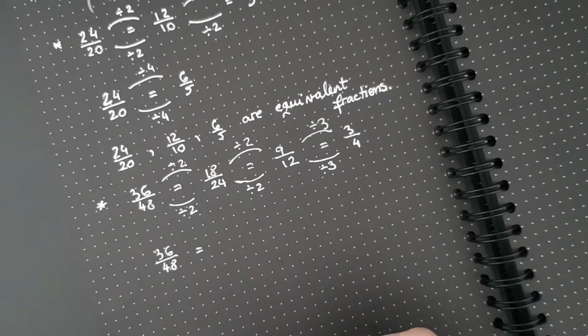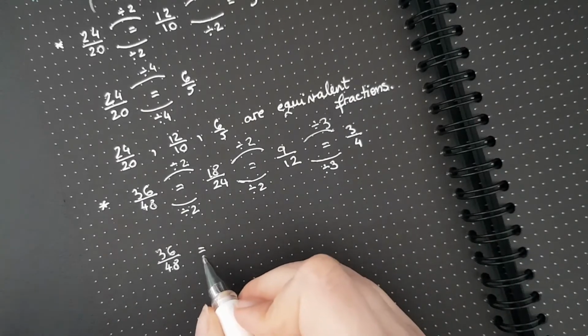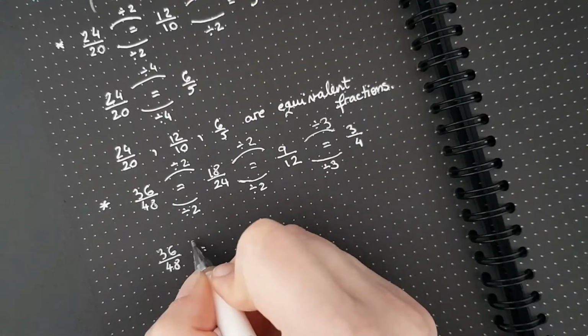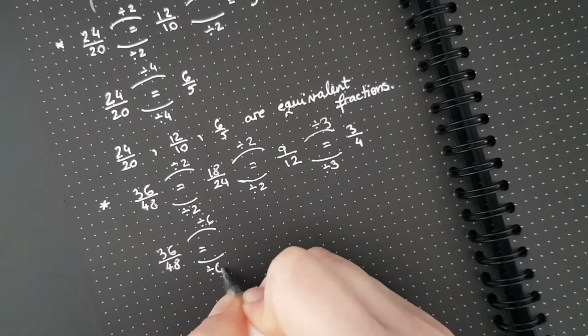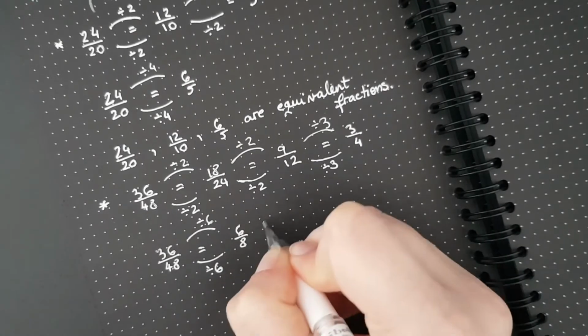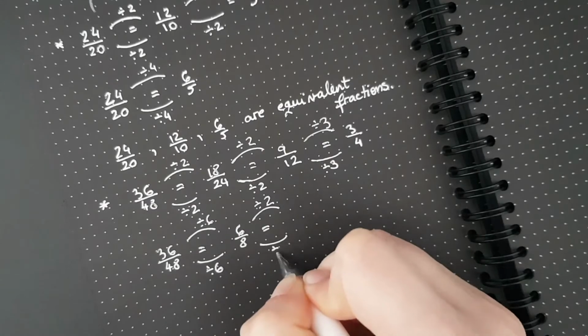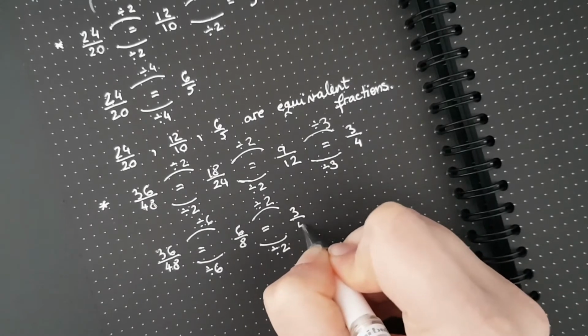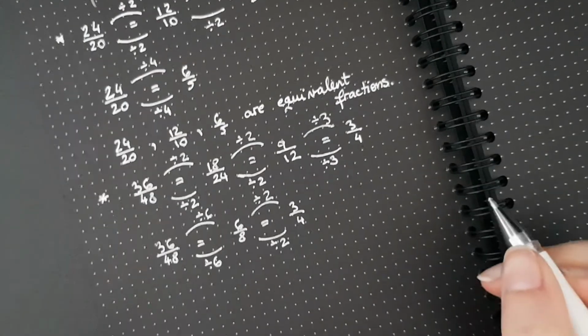So the first thing for me personally that I see is that 36 and 48 are in the 6 times table. So I can divide by 6. And I can be like, oh, this is 6 over 8. 6 over 8 are even. Divide by 2. Gives me 3 over 4. Great, we've got exactly the same answer. Perfect.